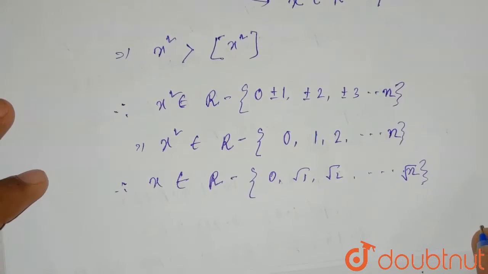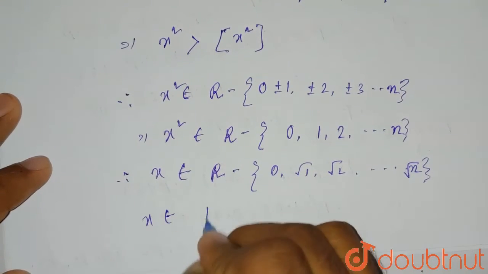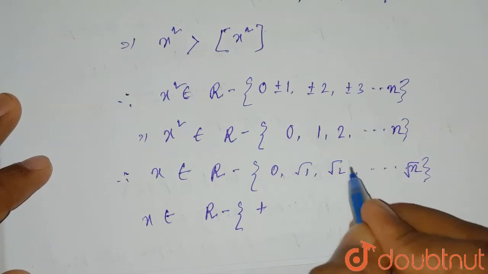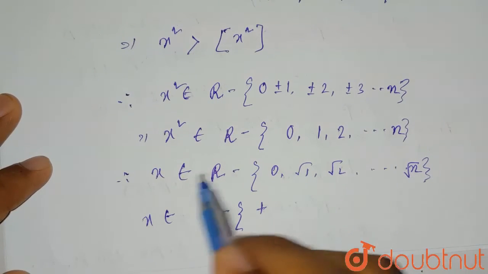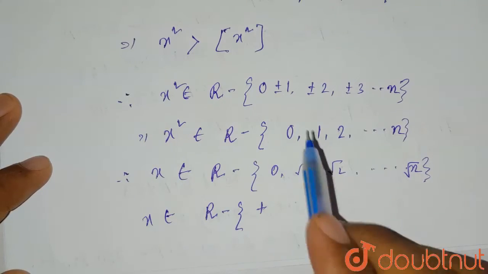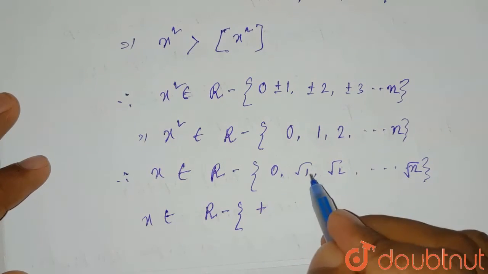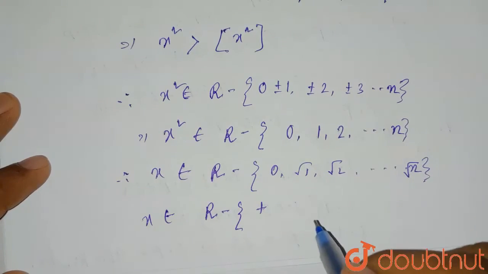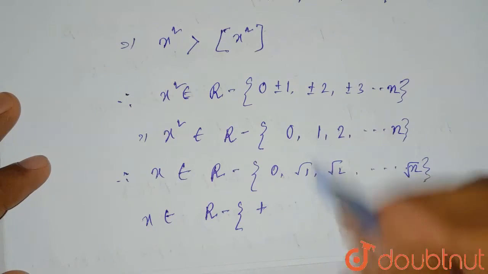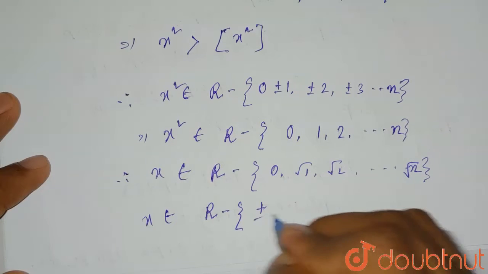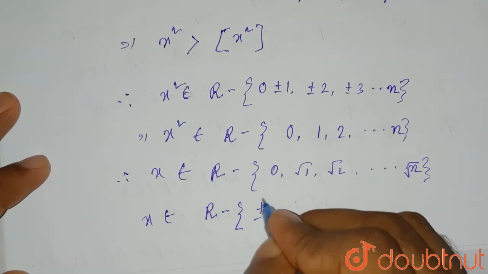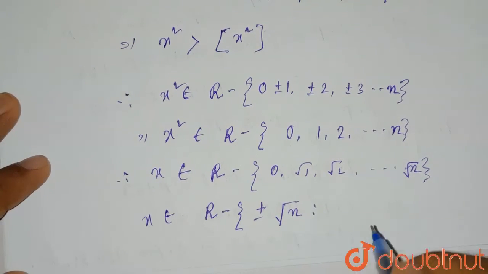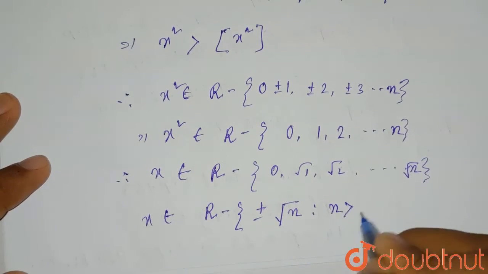So from here we can say that x will belong to R minus plus-minus, because root 1 will be plus-minus 1, root 2 will be plus-minus 2. Here you can take plus-minus values, because if we take the square of them, they will become 1, 2, 3, 4, 5 and so on. The square of any term cannot be negative, so we didn't take the negative values before, but here you can take the negative values, as we will take the square of them. In generalized form, it will be plus-minus root n such that n has to be greater than 0.